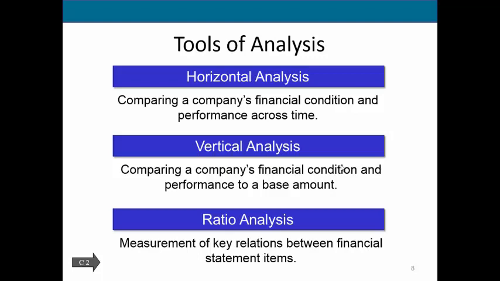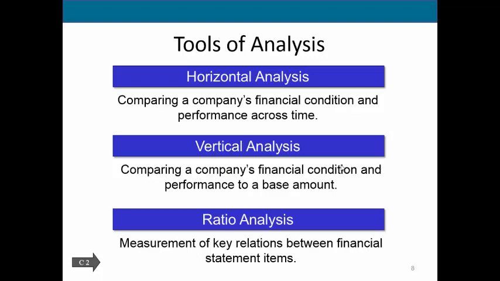A vertical analysis, on the other hand, looks at things within the same year. In a vertical analysis, you're normally comparing a company's financial condition based on a specific base amount, so you're looking at things as a percentage. Typically, when you're looking at your balance sheet, you would be comparing different items as opposed to your total assets. So you would make a ratio. For example, we would look at our cash amount to total assets, so we would divide cash by total assets.